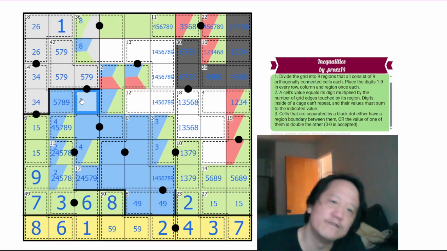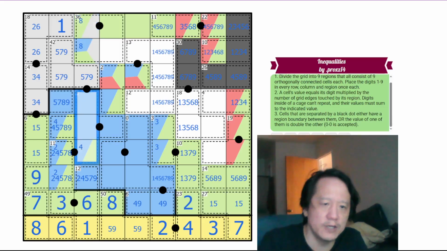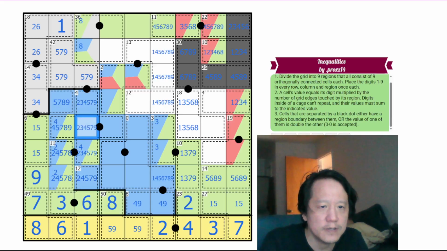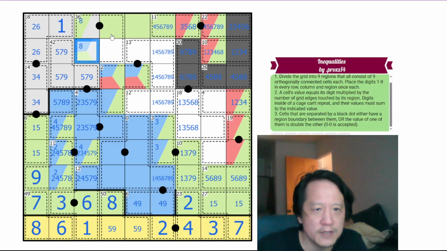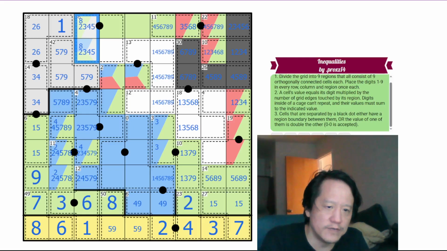This is pretty convoluted. Remaining digits in column 3, we have 2, 3, 4, 5, 7, 9. 4 obviously cannot be in this cage because the 4 has to be part of this region here. And these could be 2, 3, 4, 5, 7, 8, 9.